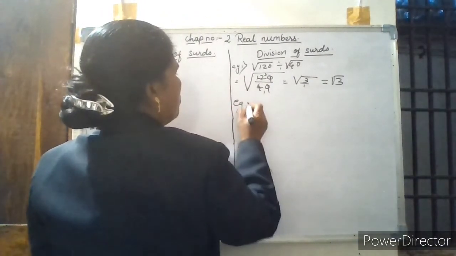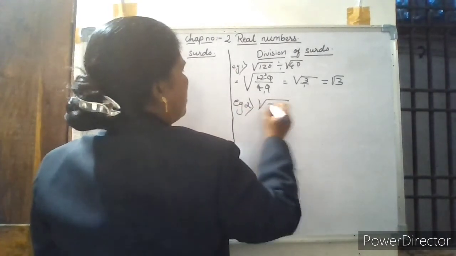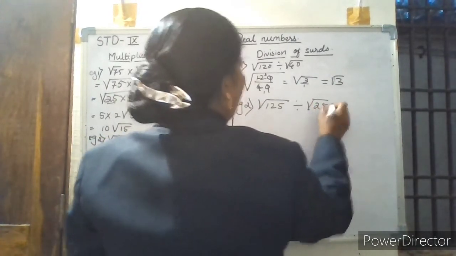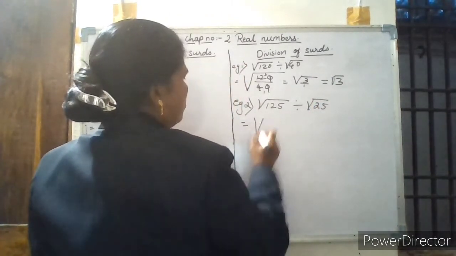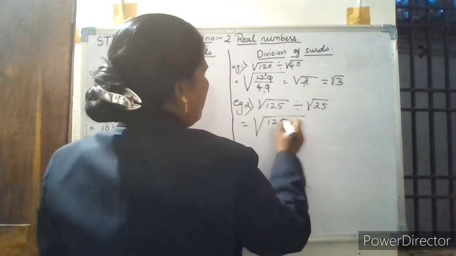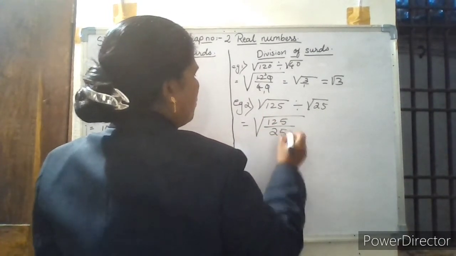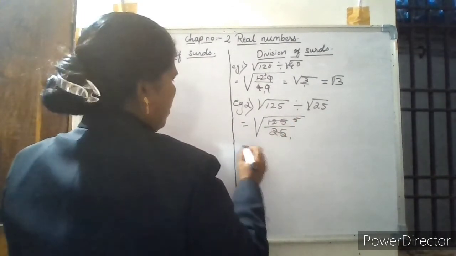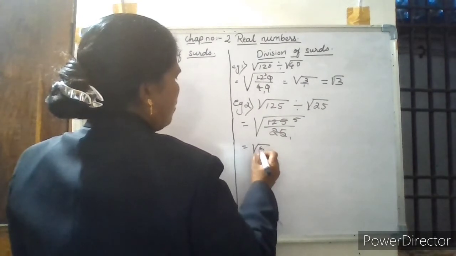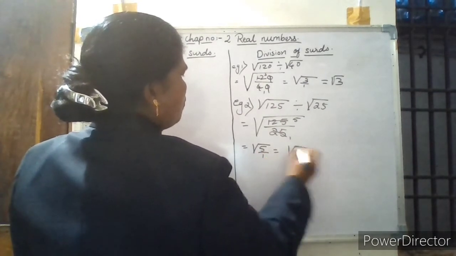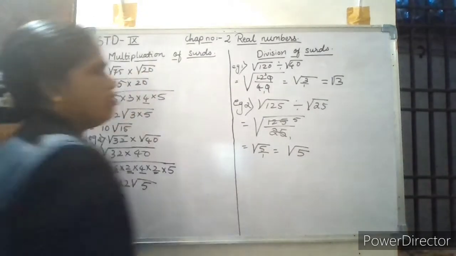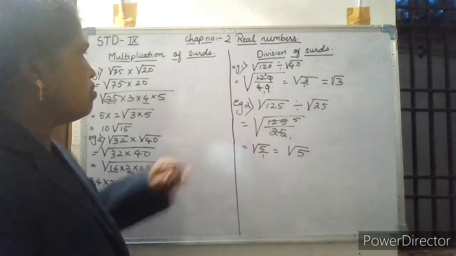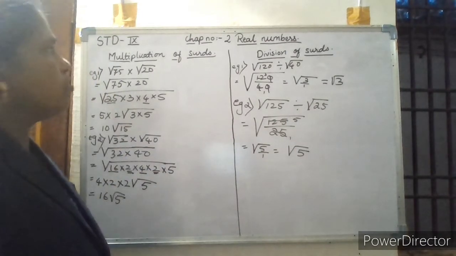Example 2. Root of 125 divided by root of 25. Now this is equal to, under the same root, 125 divided by 25. 25 ones are 25 and 25 fives are 125. So root of 5 by 1 is left, that is equal to root of 5 only. So this is division of surds, and this is multiplication of surds in the simplest form.